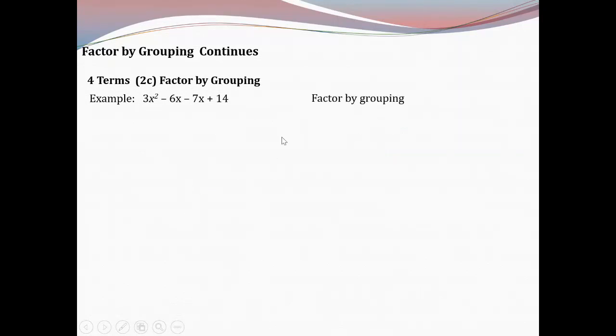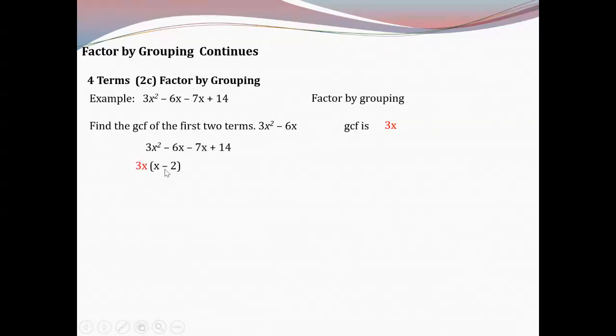Okay, now again, factor by grouping because it's 4 terms. So we factor the first 2 terms. What do they have in common? The GCF of 3x squared minus 6x. The answer will be 3x. So if I factor out the 3x, what's left is going to be x minus 2. Because 3x times x will give you 3x squared, and 3x times negative 2 will give us negative 6. And again, what's left on the left side, you put it on the right side, x minus 2.